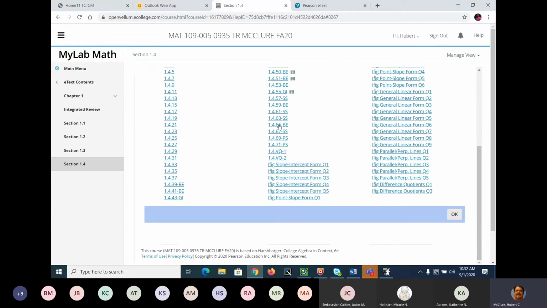Chances are they're probably, good gracious, what is all this? Okay, this is the first time I've ever seen this. So I have no idea. This is parallel perpendicular. I don't know what this is.